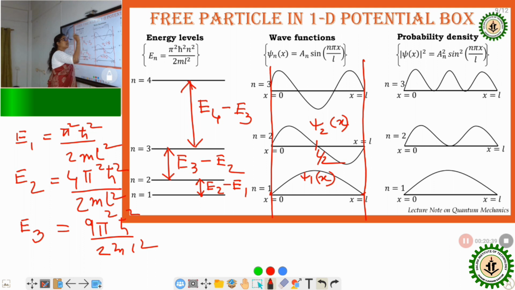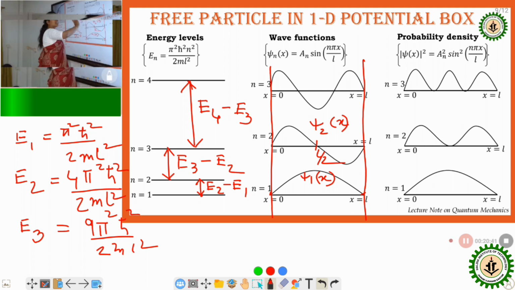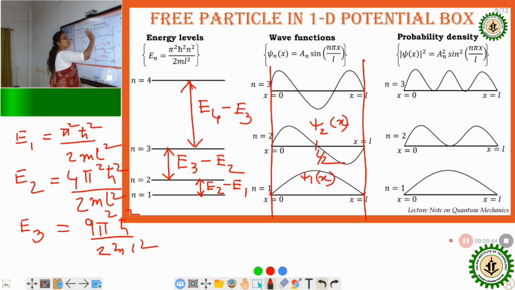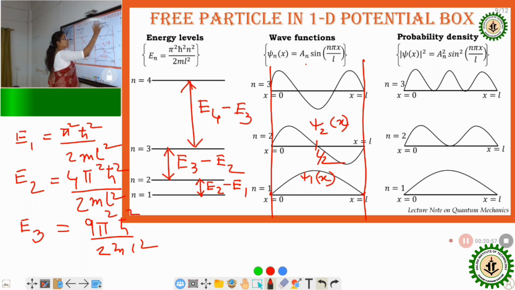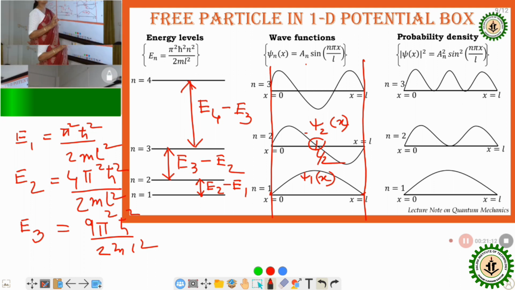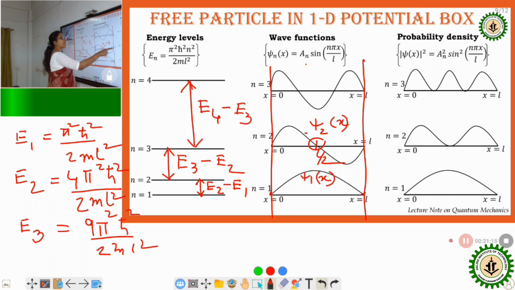If you put x equals L by 2, the L will cancel out and you get sine of 2 pi by 2, that is sine pi. Sine pi will give you again 0. That means this is another node here. So for the wave function psi 2(x), there are 3 nodes: at x equals 0, x equals L by 2, and x equals L.